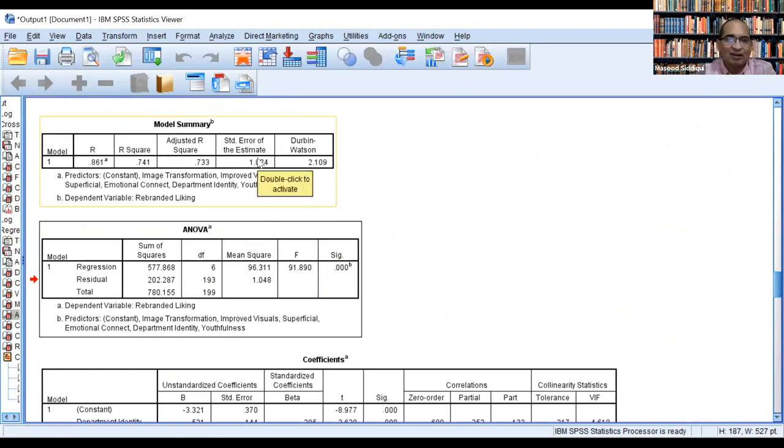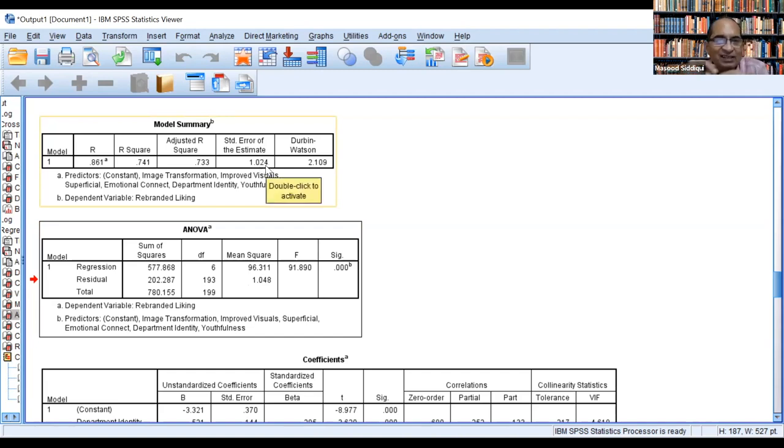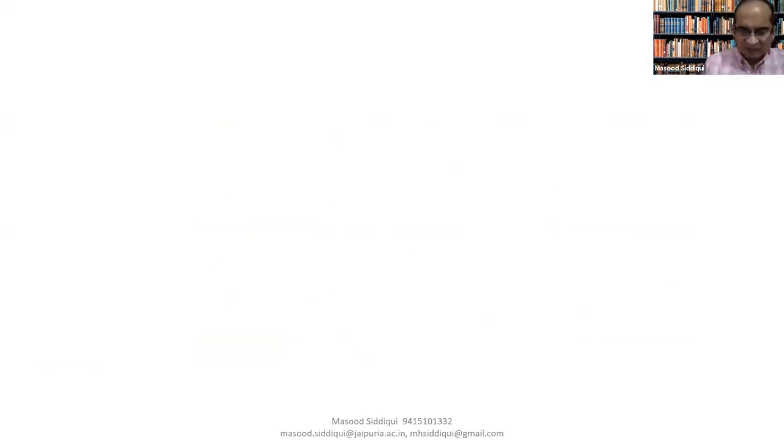This is the standard error of estimate. Standard error of estimate is simply the square root of MSE. Means it is the square root of 1.048. So we are getting a value of 1.024. It gives the variation with respect to the regression line. So let me explain it. Suppose this is the regression line, and the values are this one.